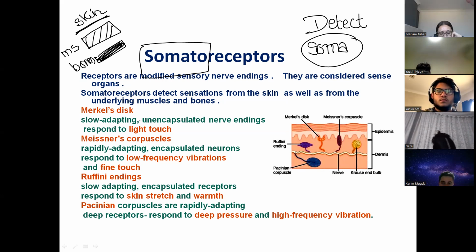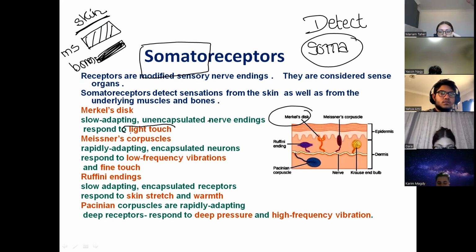So here we are focusing only on somatoreceptors. That could be, of course, mechanoreceptors, thermoreceptors or proprioceptors. We saw Merkel's disc before, when we were talking about the first layer of the skin, the stratum germinativum, and we said that Merkel's disc is concerned with light touch, or detects light touch. Why does it detect light touch? Because it is very superficial.